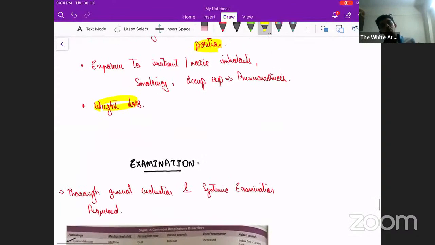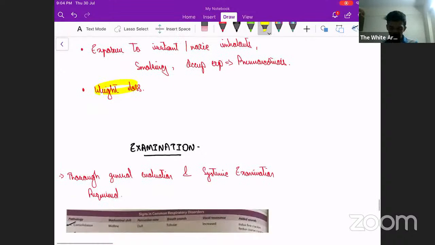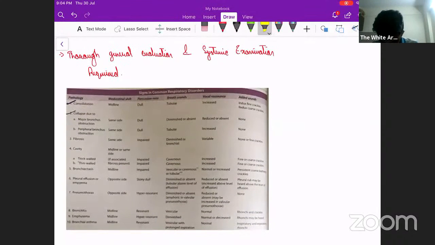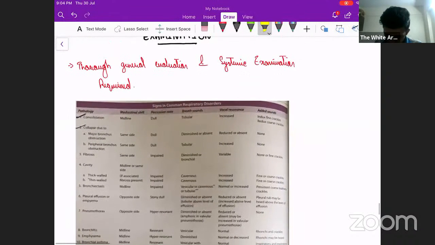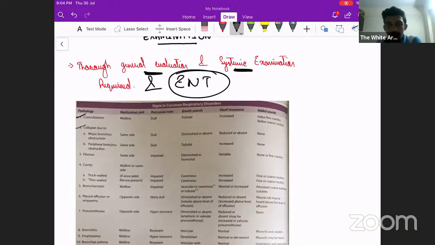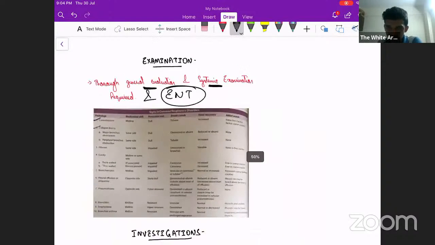Examination, we can't go into detail per se, because that would cover the full respiratory system examination. This is just to summarize. You guys can read later. This is taken from Alagappan. So it is a summary of every disease and the findings which we can find. But we can't do it in detail in this class at least. We'll do it in some other class, along with general evaluation, systemic examination, and ENT examination. So these three things are very, very important. Okay. So this was to do with history and examination.